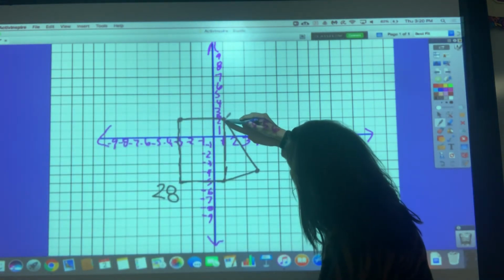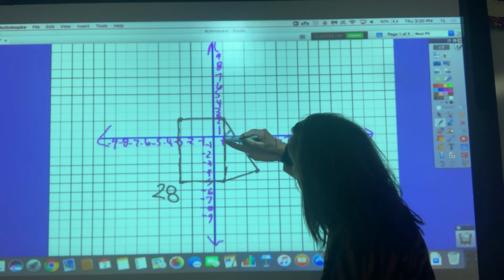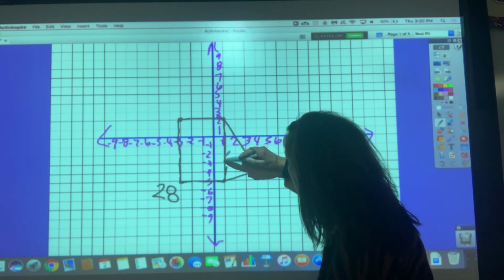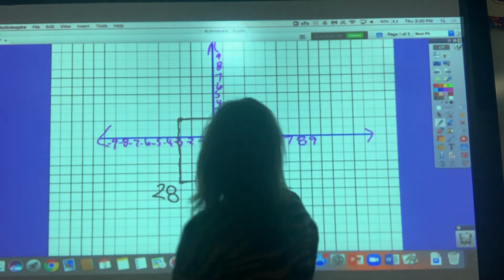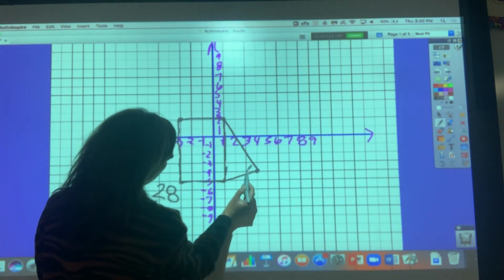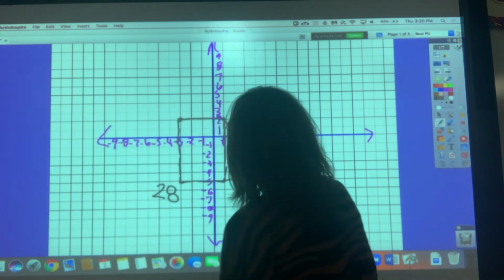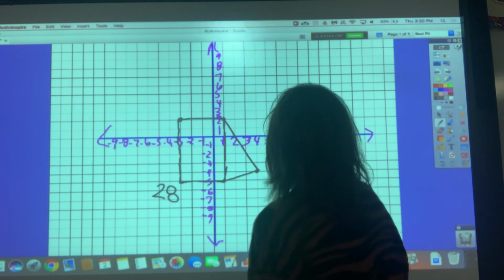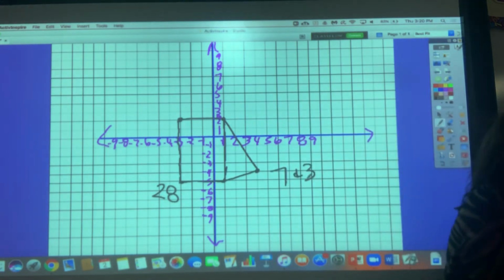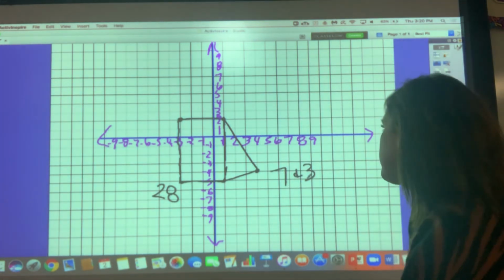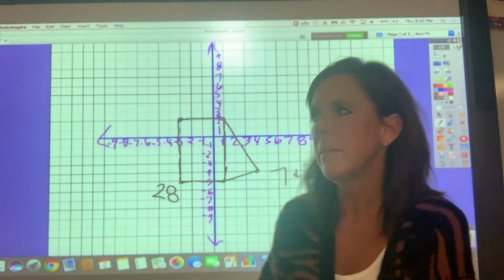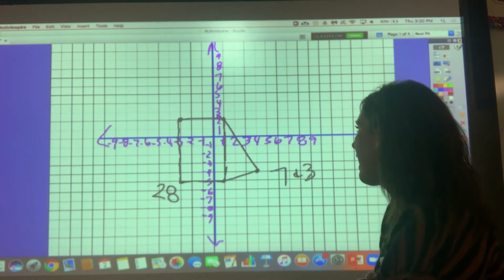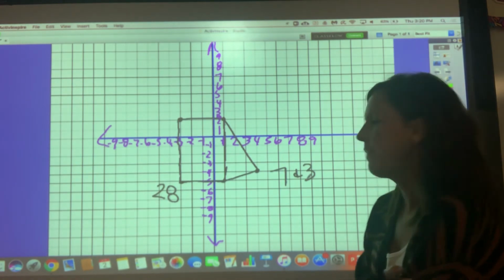All right, so our base is going to be 1, 2, 3, 4, 5, 6, 7. And our height is going to be 1, 2, 3. So our base and height are 7 and 3. Since they're both odd numbers, the easiest thing to do would be to go ahead and multiply them together, which would be 21. Then take half of that. So now you need half of 21.